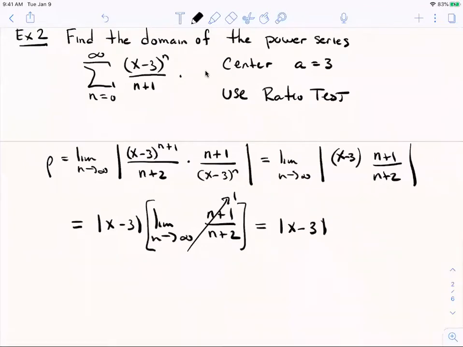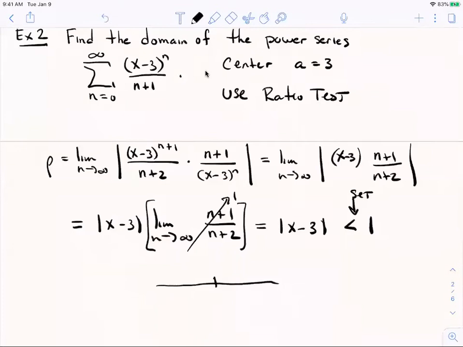So the ratio test says that this series is guaranteed to converge if that is less than 1. If that limit is less than 1, then we converge. So I'm setting it less than 1 to find a condition that guarantees me that this series will converge. If that limit, the absolute value of x minus 3, is bigger than 1, the series is guaranteed to diverge. If it equals 1, the ratio test has failed, and so we have to check that out as a special case.